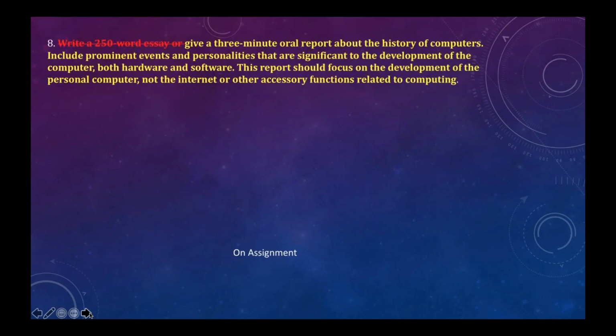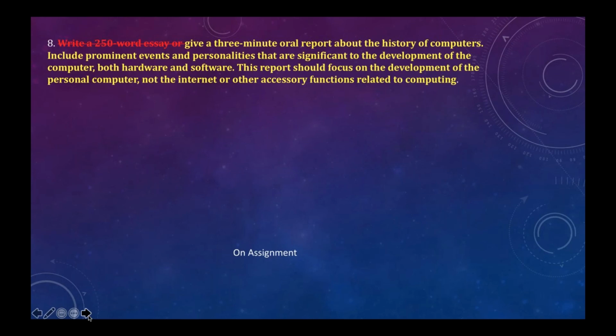Right, and then the next one is on assignment. It says write a 250-word essay, but I canceled that because I wanted to give a 3-minute oral report about the history of computers, including prominent events and personalities that are significant in the development of the computer, both hardware and software. This report should focus on the development of the personal computer, not the internet or any other accessory functions of computing. So it is on assignment and we will get through that.